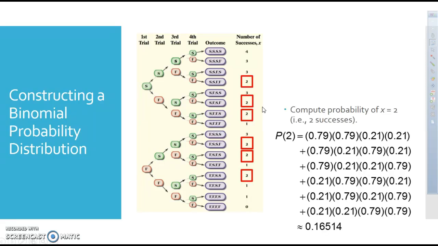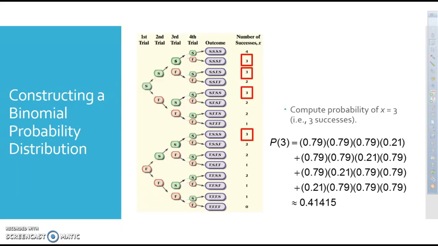We do the same thing for 2. We see that there are 6 2s. Each of those should have 2 .79s and 2 .21s. So if we did just this line and multiplied by 6, since we have 6 2s, that will give us this decimal down here. And again, we're recording these in our probability distribution charts as we go.